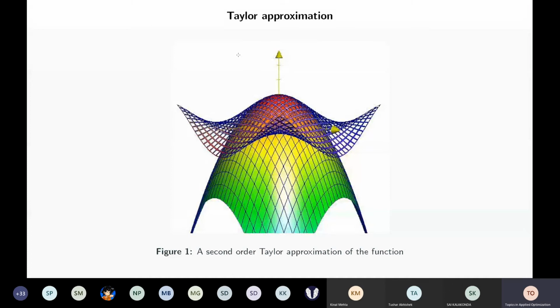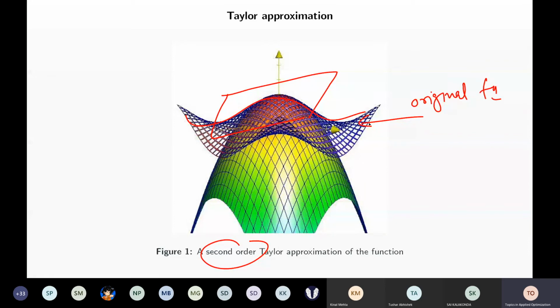These are the Taylor expansions of higher order. Definitely this is not the first order, because first order will always be a plane that we know. This is a second order Taylor expansion. Your original function is this, which is more nonlinear in the sense that it can bend many times. Higher order nonlinearity means that it bends a lot. And this is the approximation. You can see this is the quadratic approximation of this function at a point here.